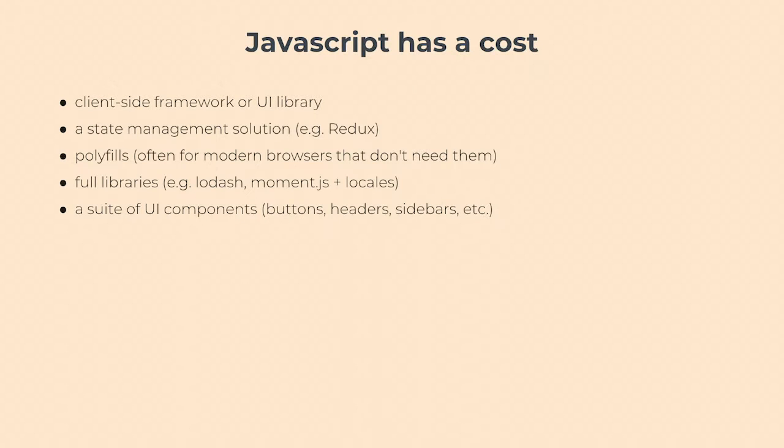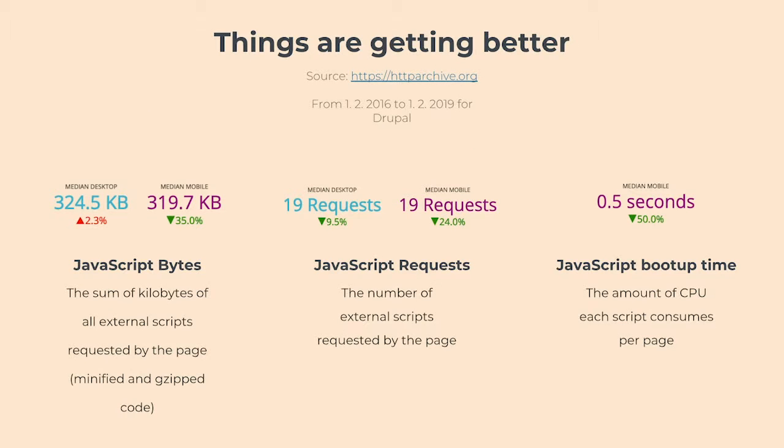So here are more numbers, so it looks like I really like statistics. These are the numbers for the average Drupal websites in the last 3 years. If we take a closer look, we see that the numbers are dropping drastically, so that's really great. We are reducing the size of JavaScript bytes that we are sending to our users. We are reducing the JavaScript requests. And also the JavaScript execution time is lower. So that's really great. We are making great progress.